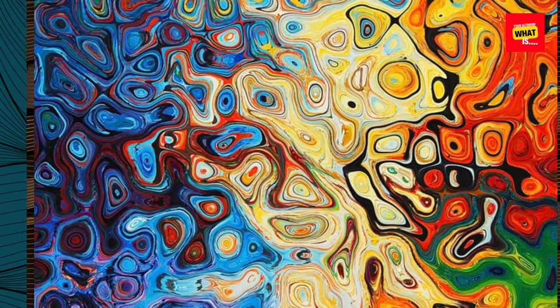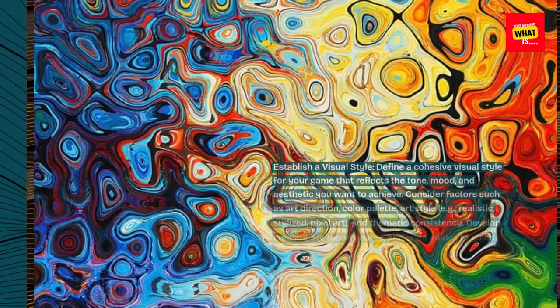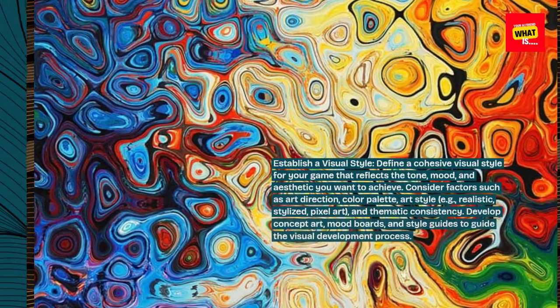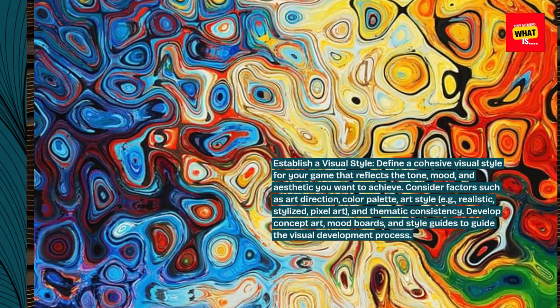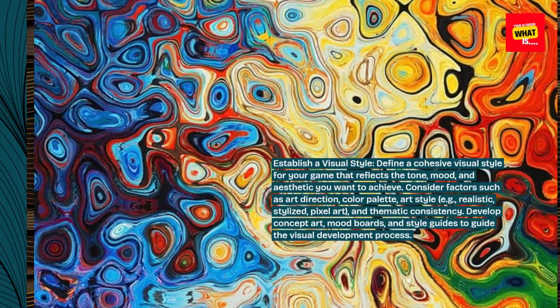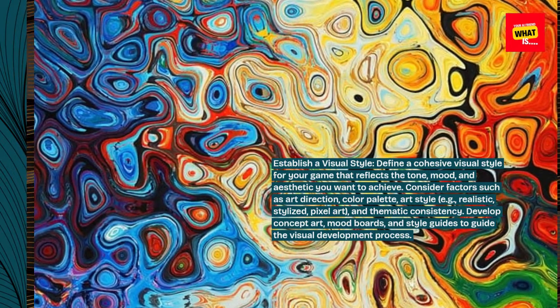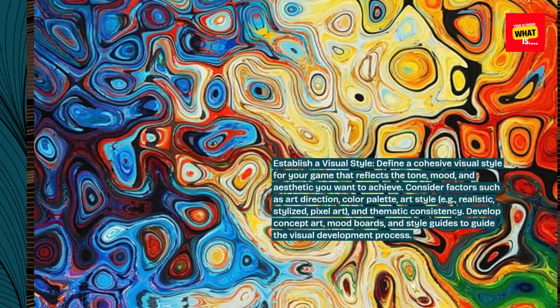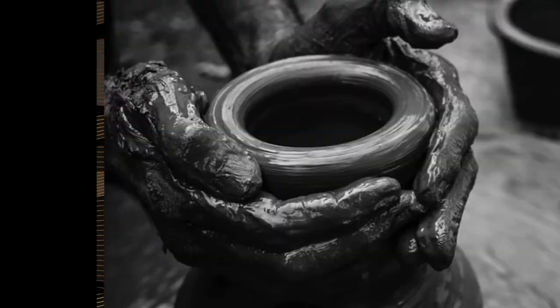Establish a visual style. Define a cohesive visual style for your game that reflects the tone, mood, and aesthetic you want to achieve. Consider factors such as art direction, color palette, art style, e.g., realistic, stylized, pixel art, and thematic consistency. Develop concept art, mood boards, and style guides to guide the visual development process.